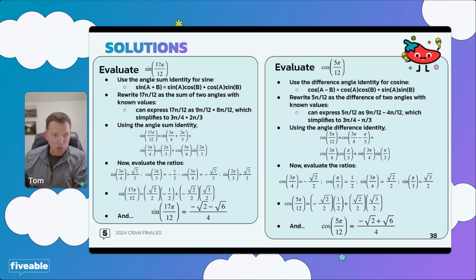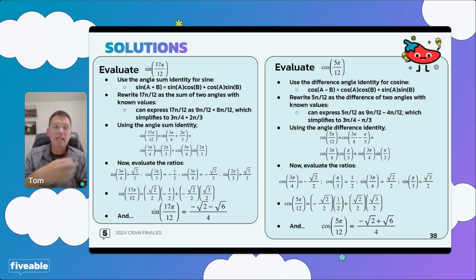And those are unit circle angles, which means they should be manageable to simplify this expression without having to use a calculator. So we apply the sine addition or sine sum identity. We have sine of 3 pi over 4 plus 2 pi over 3. And then all the rest of it is just simply going to be a process of evaluating each sub-expression and coming up with a final answer, which is minus square root 2 minus square root 6 all over 4.